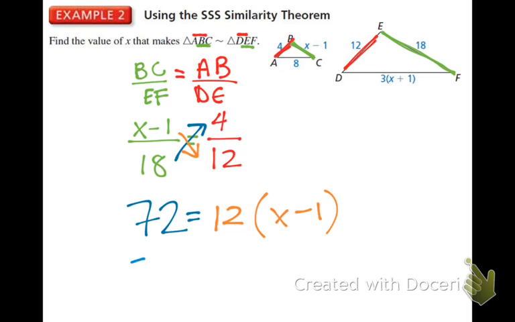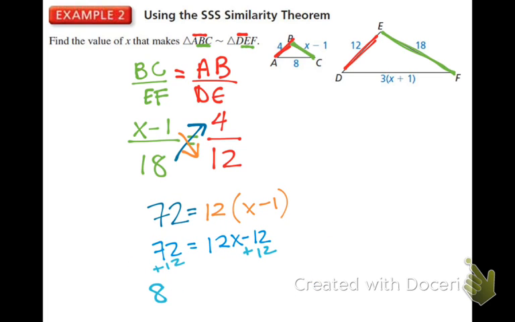So we'll distribute like normal. So we're going to have 12x minus 12. Add 12. What is 72 plus 12? 84. So we're going to have 84 equals 12x. Divide by 12, and x equals 7.